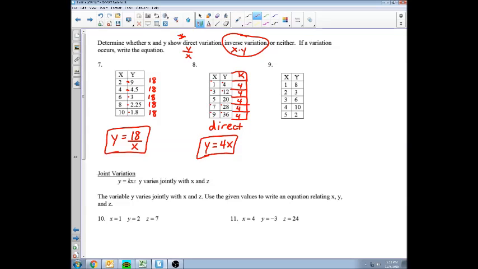On 7, I forgot to write one thing down. This is going to be inverse variation. Okay? You need to write down what type of variation you're using. All right? On to problem 9.